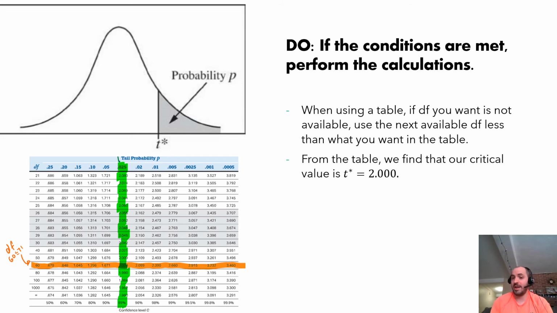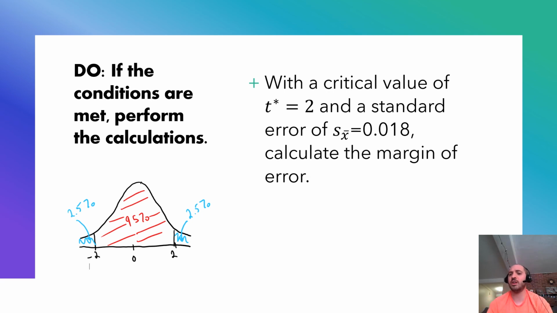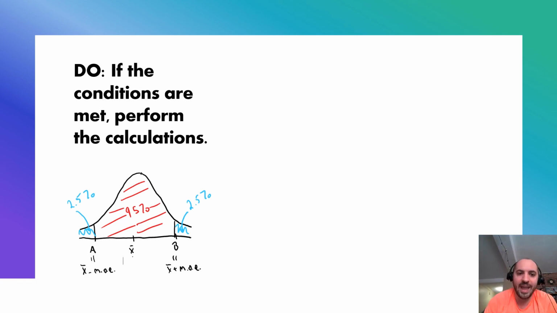So we have a critical value. We have a standard error. That means we can now find our margin of error. That's going to help us jump from our standardized picture back to our actual picture we're interested in, our actual scenario. So to use the critical value and standard error to find our margin of error, we just need to multiply them. So I multiply my critical value and the standard error, and that's going to give me a margin of error of 0.036.